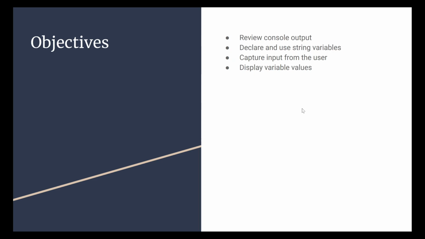We'll talk about how to declare and use string variables in this particular case. We'll talk about variables of other data types in future lessons. We'll learn how to capture input from the user. In this case, since we're creating console programs, we'll be capturing input from the keyboard on the command line. And we'll also look at how we can display those variables back to the user. So let's get at it.